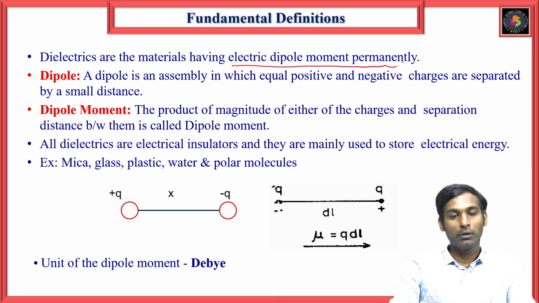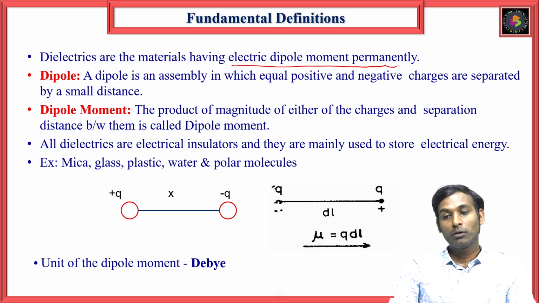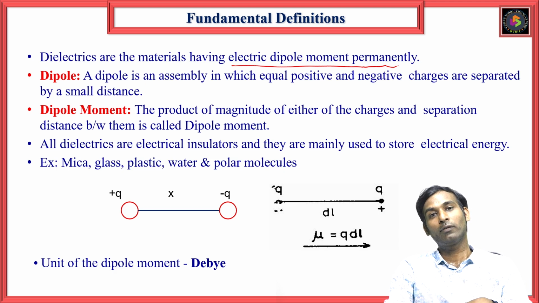So, what is the dipole moment? A dipole is an assembly in which equal positive and negative charges are separated by a small distance. One positive charge and one negative charge separated by a small distance is said to be a dipole. If the dipole is placed in an electric field, it acts like an electric dipole. If the dipole is placed in a magnetic field, it acts like a magnetic dipole.